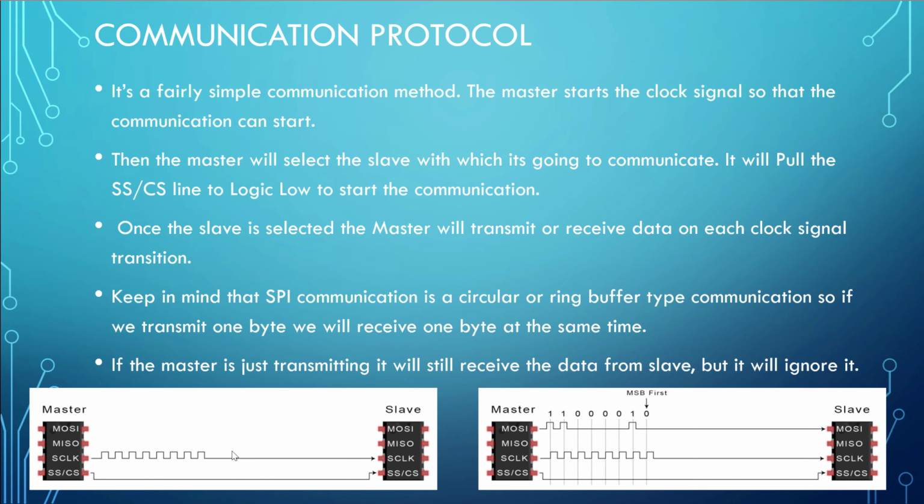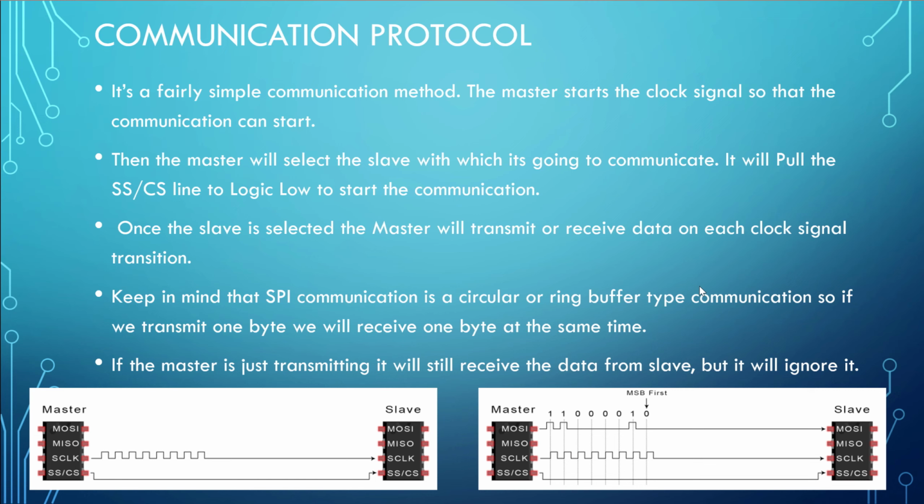And this communication is basically a ring buffer communication. For example, if you are transmitting 1 byte of data to the slave, the slave is also going to transmit 1 byte of data to the master as well. So it works in both ways at the same time. But if we are just writing the data into the slave, we will receive some bytes of data from the slave as well, but we will just ignore it. In the API we completely ignore that. It's automatic, so you don't need to worry about that.